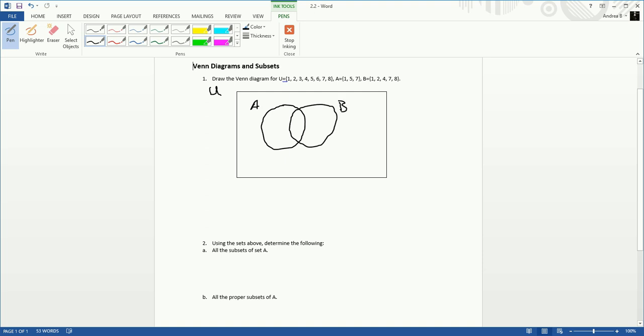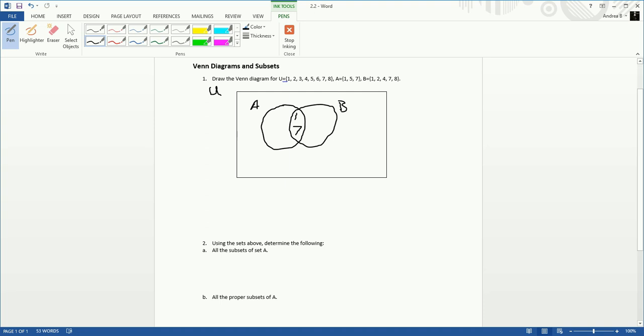And normally whenever you're drawing a Venn diagram, you want to start with the center, whatever is in common between the two sets. So if you look at your set A and set B, there is a 1 that they both have, and both sets have 7. So we can put the 1 and the 7 in the middle, since that's what they have in common.